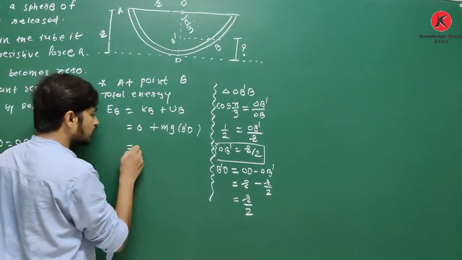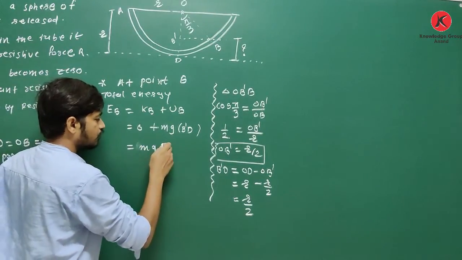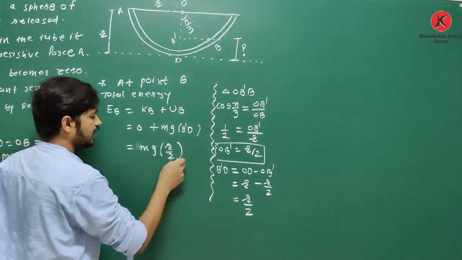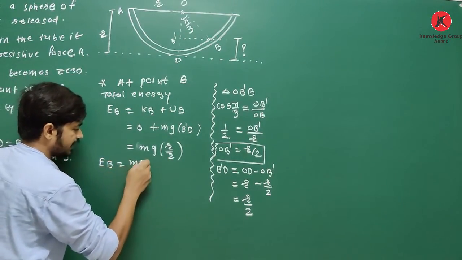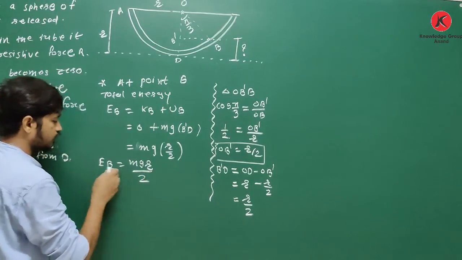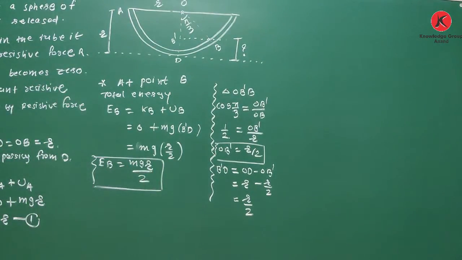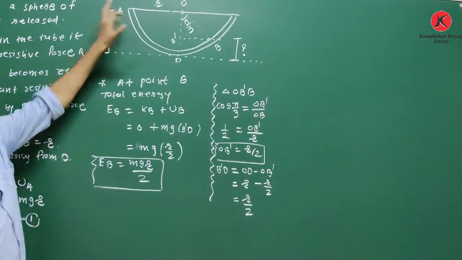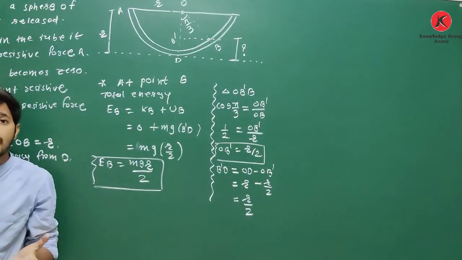So what is B dash D? It is R by 2. So EB is equal to mgR by 2. What is EA? mgR. At this point, what is the total energy? mgR by 2 means half.